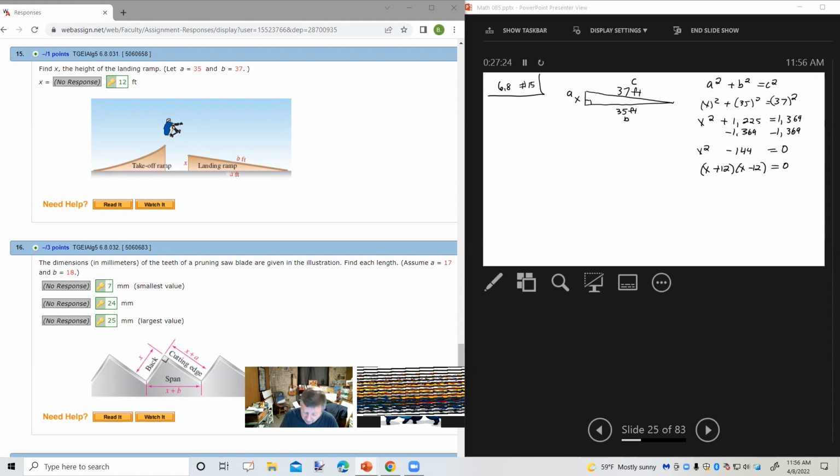Taking each factor that contains a variable, setting it equal to 0, and solving it. X plus 12 equals 0. Subtract 12 from both sides. X equals negative 12. X minus 12 equals 0. Add 12 to both sides. X equals positive 12. Once again, X is a distance or a length or a width, so it can't be negative. So X is 12. And we see that the units are feet.